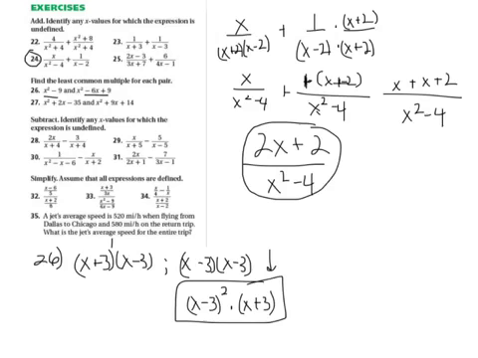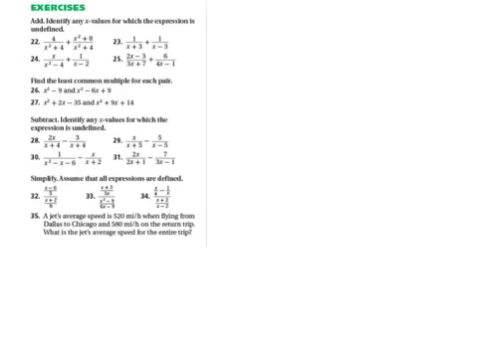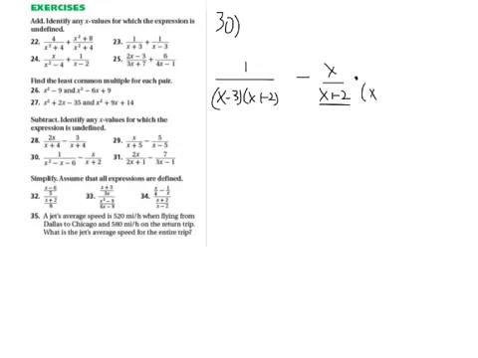So take a minute, make sure you have all this down. And there we go. Alright, so number 30. I'm going to write it in factored form: 1 over (x minus 3)(x plus 2), minus x over x plus 2. Again, this is missing an x minus 3. The other one is not missing anything. If it had been missing something, you would multiply it by what it's missing. So x minus 3 over x minus 3.